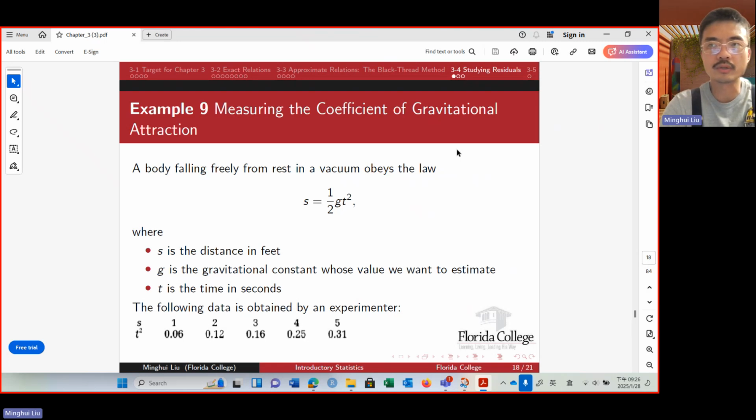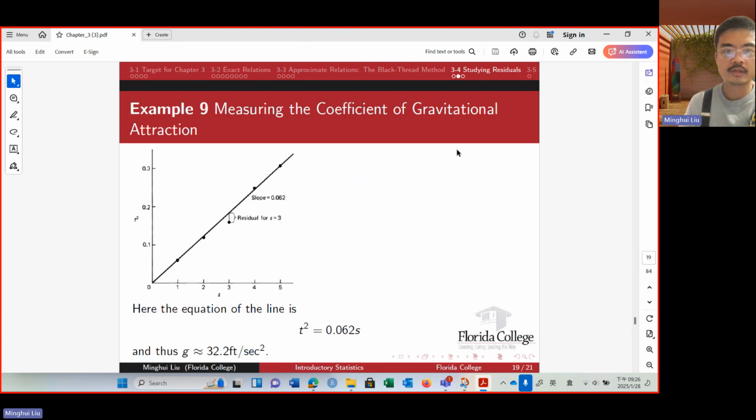If you introduce another new variable, let's call it a big T called t squared, then s becomes a linear function of t. And then when s is 2, t squared equals 0.12, and so on. When s is 5, t squared equals 0.31. So if you plot all these points on the graph, here is what you will get. And you can see there are 5 points.